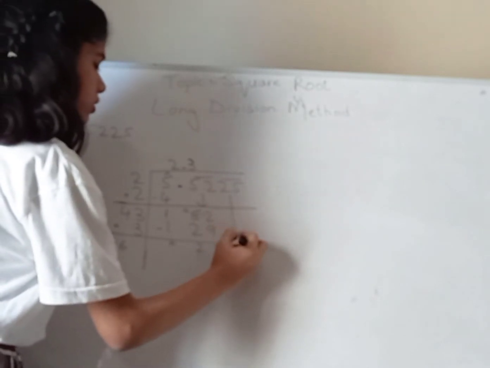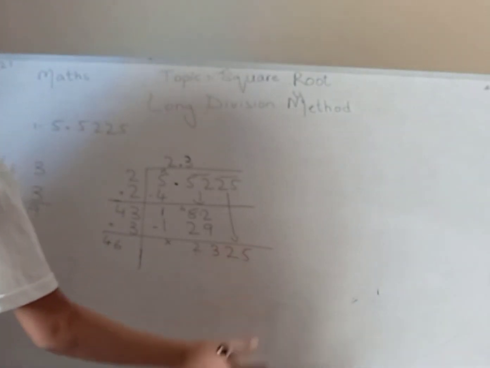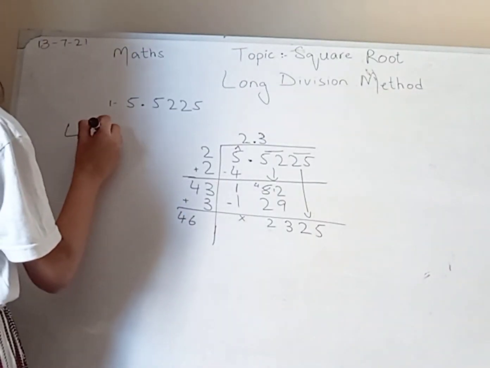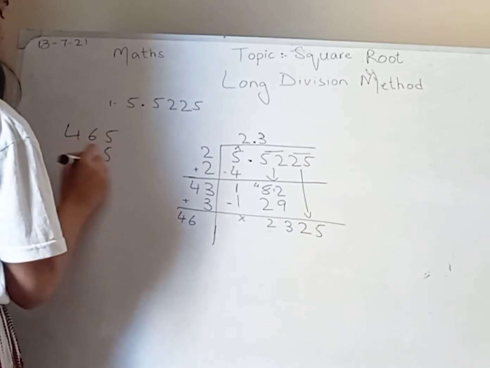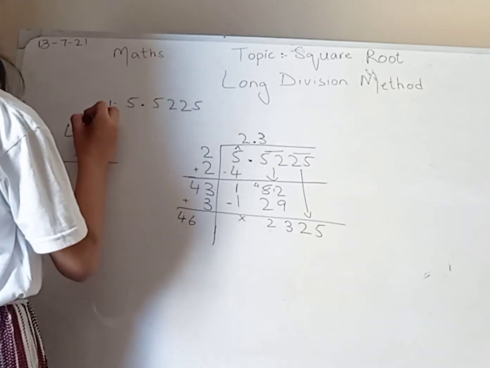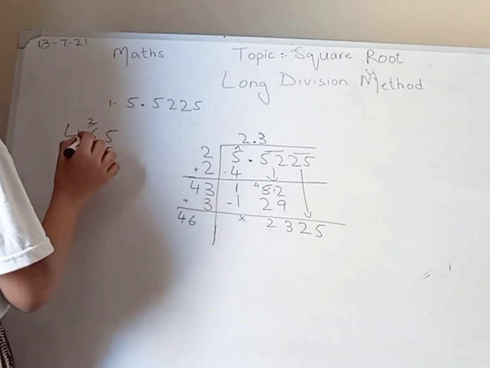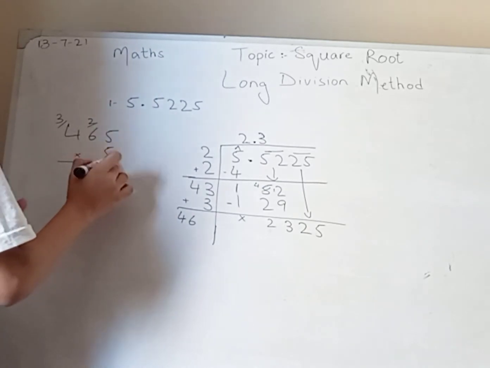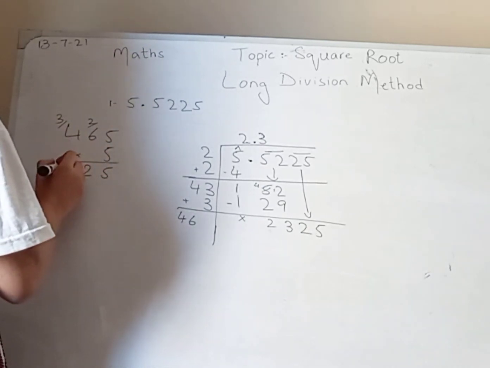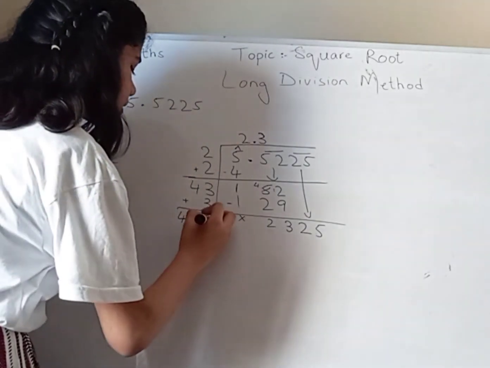Again copy this. 2, 3, 2, 5. 46 with 5. You can solve it with 5. 5 times 5 is 25. 5 times 6 is 30. 32. 5 times 4 is 20 and 23. Yes, we can solve it with 5 easily.